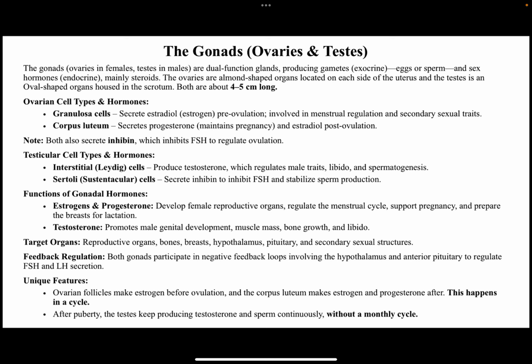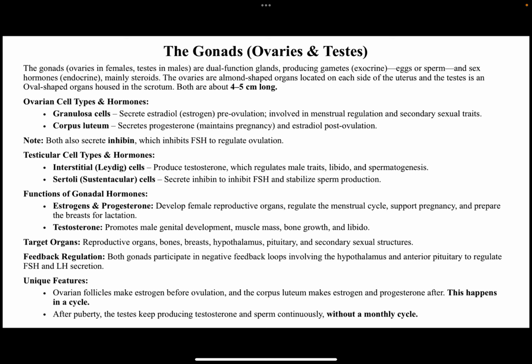So for the testicular cell types, we have two. The interstitial or Leydig cells produce testosterone, which regulates male sexual traits, libido, and spermatogenesis. Then we have the Sertoli cells, which secrete inhibin to inhibit follicle-stimulating hormone and stabilize sperm production.